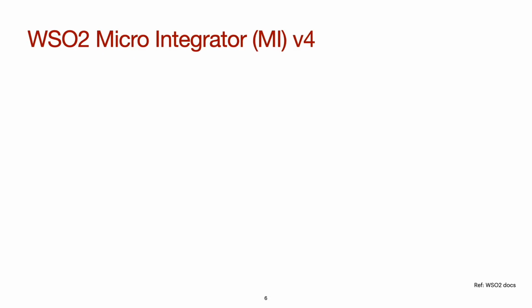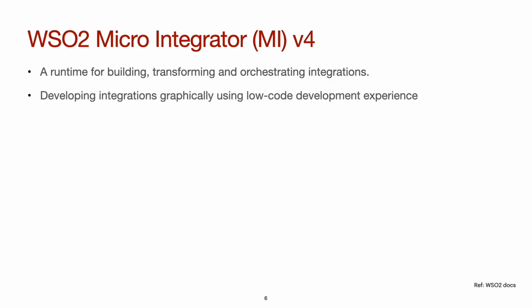Introducing WSO2 Micro Integrator version 4. WSO2 Micro Integrator is the runtime engine for building, transforming, and orchestrating integrations, whether you are working on system to system integration, backend integration, or legacy modernization. MI plays a critical role in modern integration architectures.